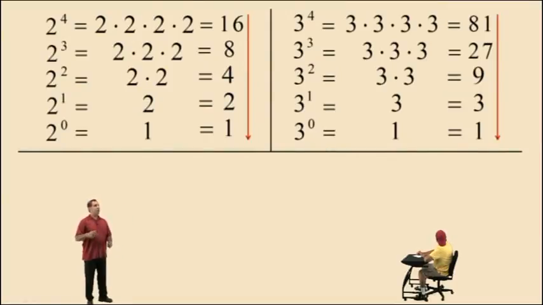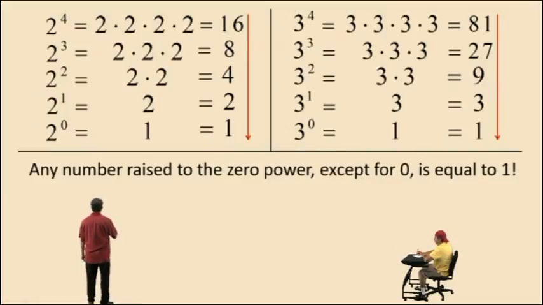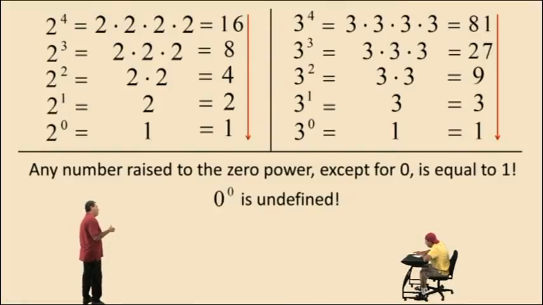Well, it turns out if you do this with any base, you will always get the 0 power to equal 1. The only one that doesn't work is 0, because you cannot divide by 0, and therefore you cannot perform this pattern with the 0. So our conclusion is, any number raised to the 0 power, except for 0, is equal to 1. Don't forget that. 0 to the 0 power is actually undefined.